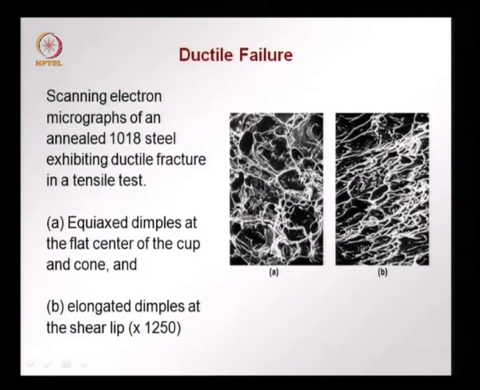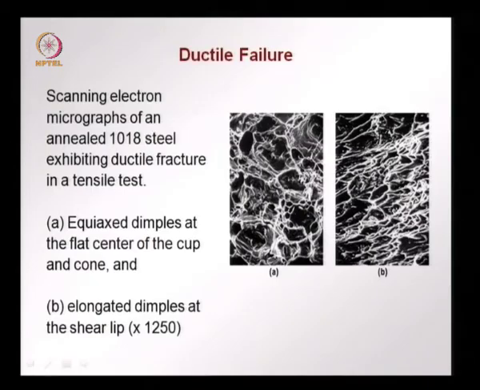If we look closer in a scanning electron micrograph, say in the case shown here, which is annealed 1018 steel, we find in the flat center we have equiaxed dimples. So, these are all equiaxed, almost circular dimples. This is now in the flat area, and here in the shear lip we find elongated dimples. The dimples are now elongated. So, these are depressions which form, and this cavitation leads to the propagation of the crack and ultimately failure.